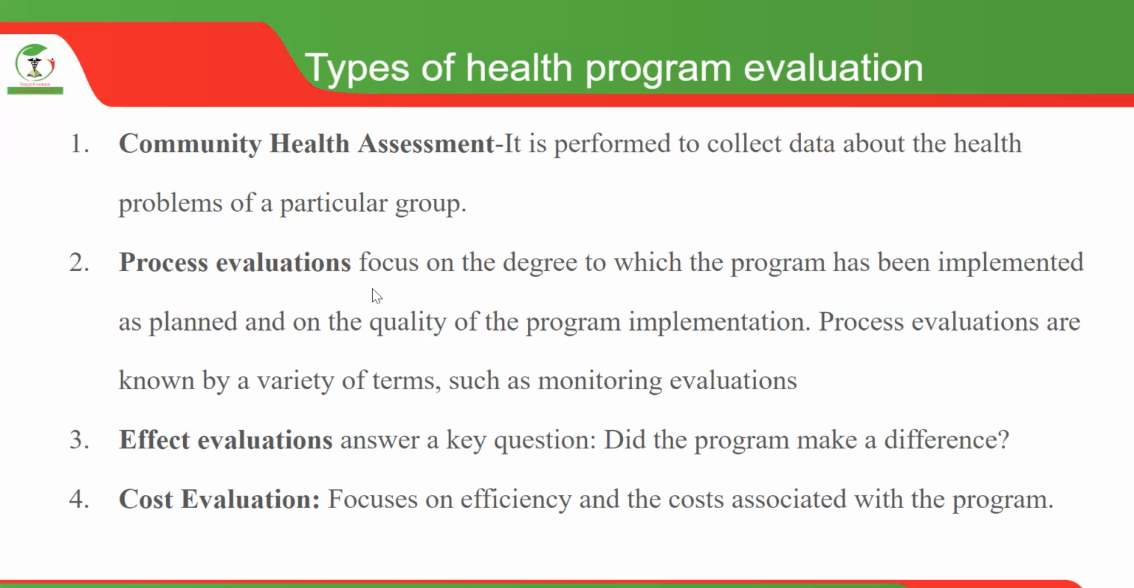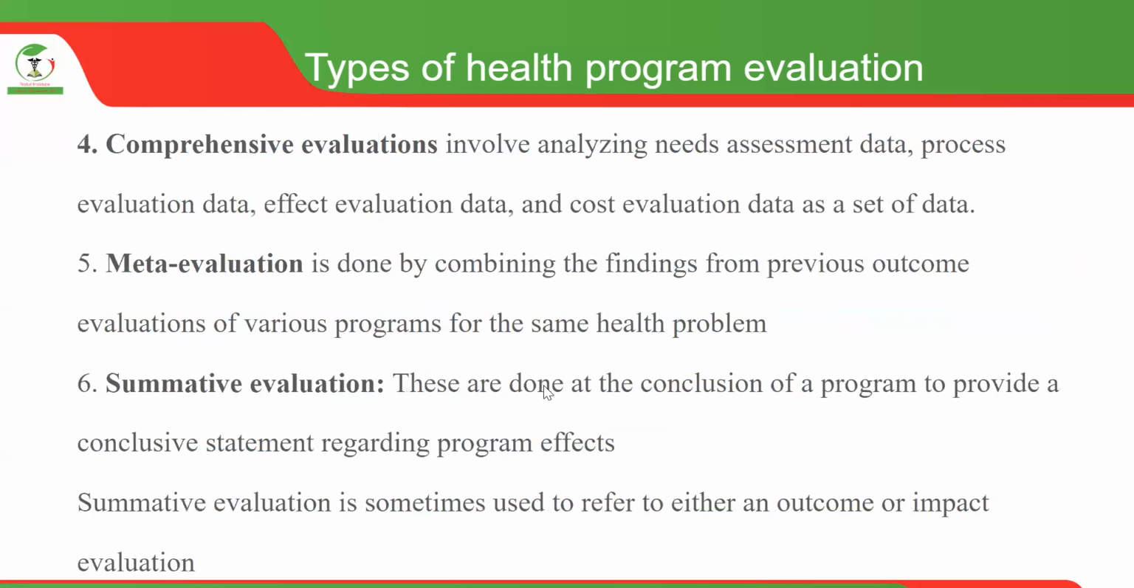And then effect evaluations. Did the program create any difference? If it is a nutrition program among children under 5, did malnutrition drop within that population? Cost evaluation is another type. It focuses on whether resources were used efficiently in a given health program. Sometimes you may want to do an analysis that is comprehensive. Then you do what we call comprehensive evaluations, where you look at the assessment data, process evaluation data, effect evaluation data, and then cost evaluation data. So all those different types of evaluation, you carry them out at the same time on the same program. That is a comprehensive evaluation.